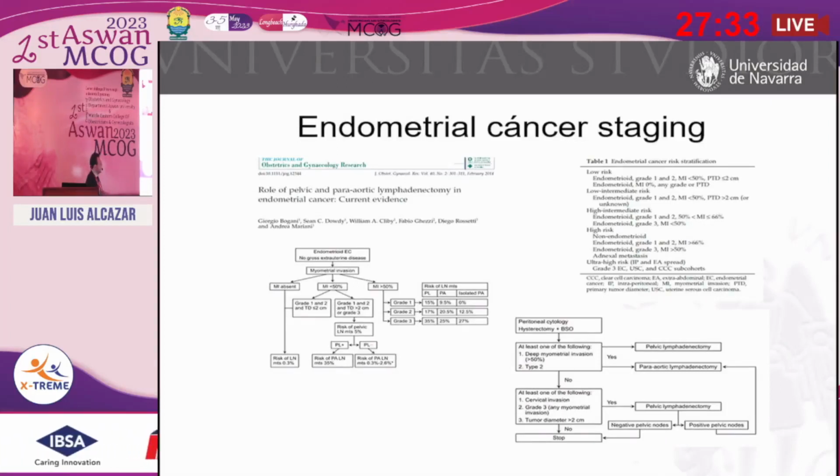Regarding endometrial cancer staging, probably all of you know that staging of endometrial cancer is surgically performed, like in ovarian cancer. But a great debate exists regarding the need to perform systematic lymphadenectomy in tumors that are considered at low risk of having lymph node involvement. And this basically occurs when we have endometrioid grade 1, grade 2 cancers with no or less than 50% myometrial involvement and no cervical involvement.